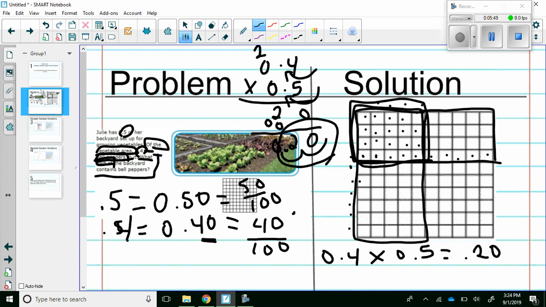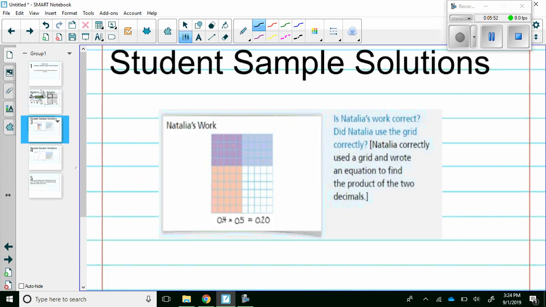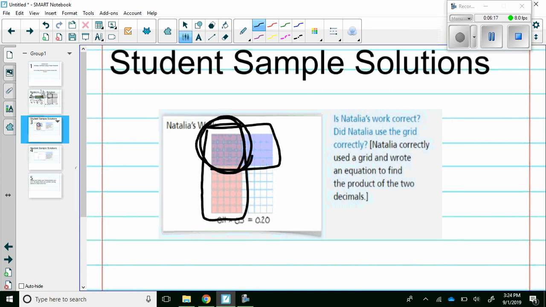Let's look at other students' work. This is Natalia's work. In Natalia's work, we can see she solved it pretty similar to how I did. She shaded it differently, but you can see that she first filled in half of the yard with 5 tenths, and then she shaded in 4 tenths of the whole yard, representing the bell peppers. But then we take that common area of vegetables with specifically the bell peppers to get our problem and to solve it. So 4 tenths times the 5 tenths, which is half the yard, equals 2 tenths, or 20 hundredths, I guess. 20 hundredths of the yard is bell peppers.